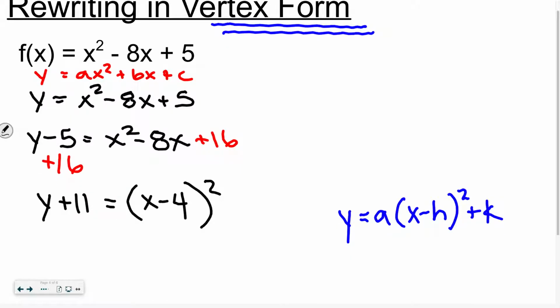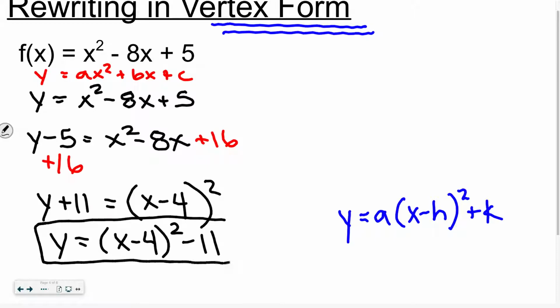Is this starting to look more like that blue form down at the bottom? Yeah, what's the last thing I have to do? Move 11 to the other side, and I'm done. I got my k. So y equals x minus 4 quantity squared minus 11. What's my vertex? 4, negative 11. Yes.